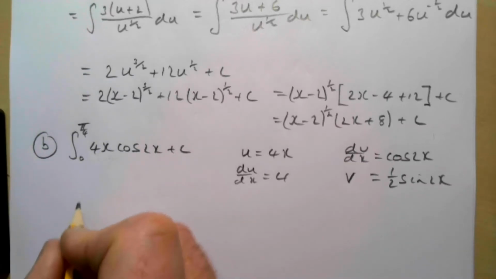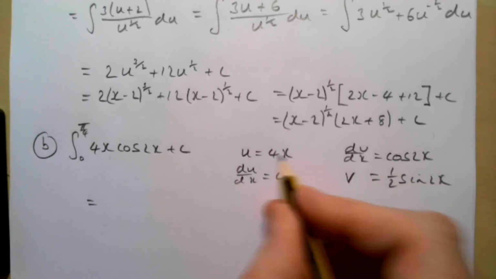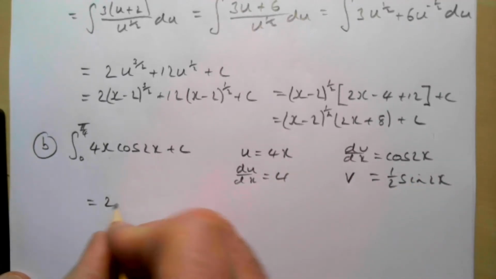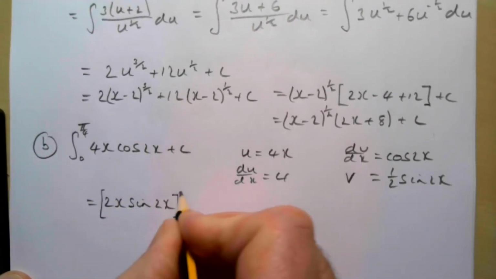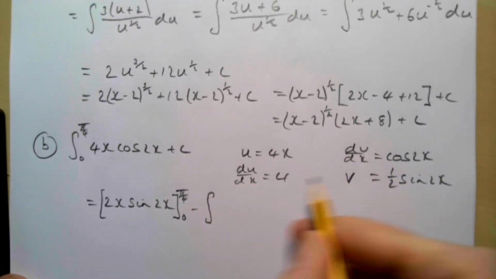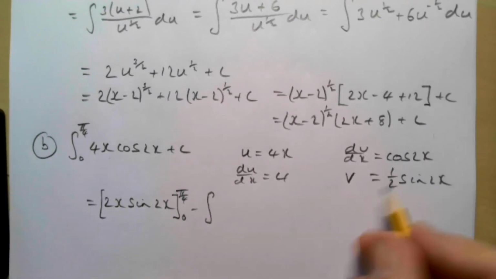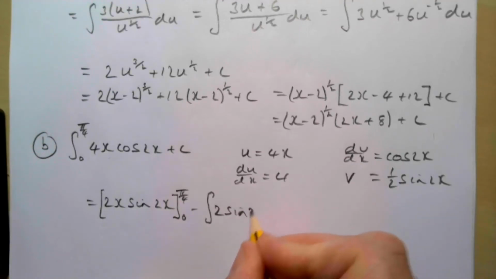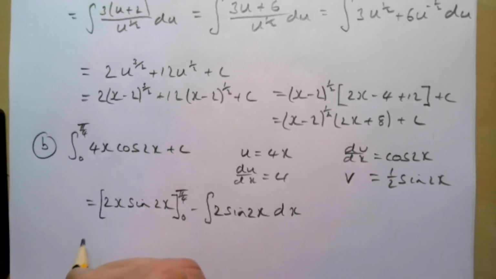That means my integral now becomes u v, so we can tidy this up a bit. The 4 times the half just gives me a 2, so it's 2x sine 2x. Of course it's definite, so we've got to put in pi over 4 and 0 there, minus the integral of v du by dx. So again, that tidies up to give me 2 sine 2x dx. So my integral now becomes 2x sine 2x.